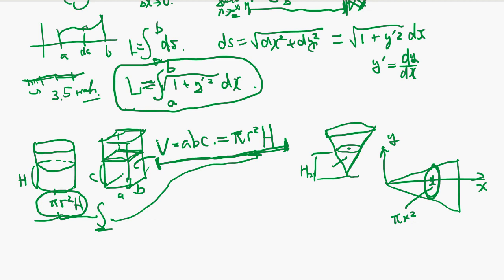Pi x square is the element, and dx from 0 to H2. Okay, but it's not x square actually. This slope is m, so it's m x square, right? Because it's the height. Okay, so this is going to be the volume of the cone.